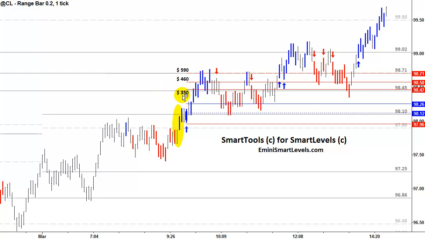I exited one contract here at the first software-generated profit target at 98.47 for a nice trade. Then the second contract was set to break even right here at 98.26. The market came back to threaten that stop a bit and then blasted higher again to this overhead position trading level at 98.71, where I exited the second contract and I was done for the day.